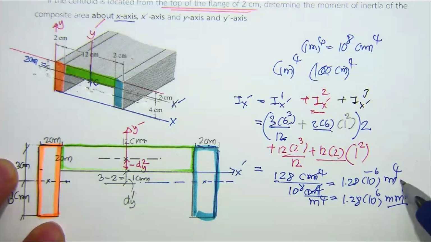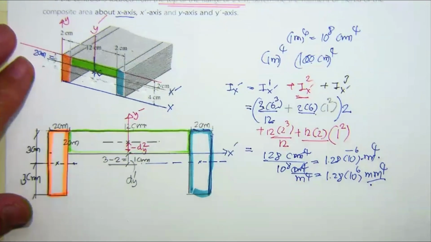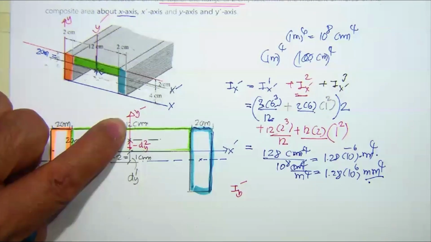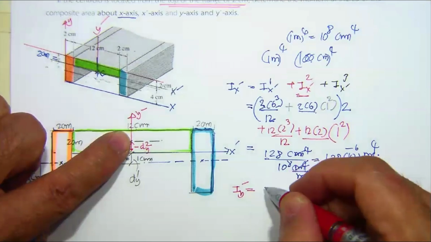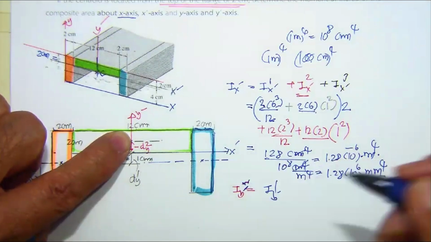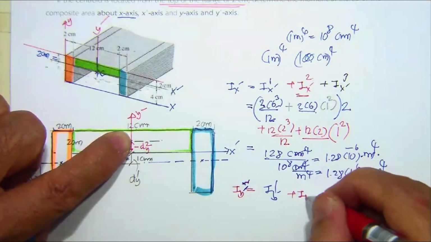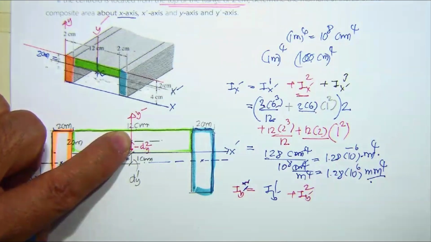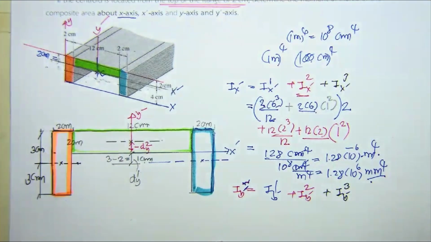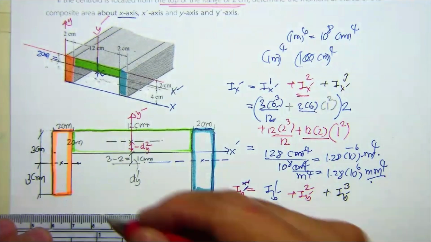Okay, you can see centimeter power 4 is always small, millimeter power 4 is very large, and that's going to be our first one. Now we have I sub y prime. I sub y prime over here is going to be equal to the first I sub y prime number 1 plus I sub y prime number 2 and then plus I sub y prime number 3. Three of them.